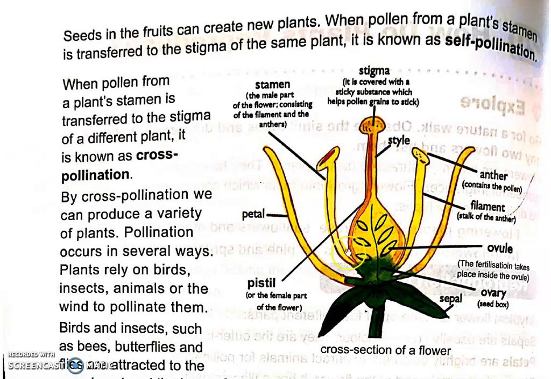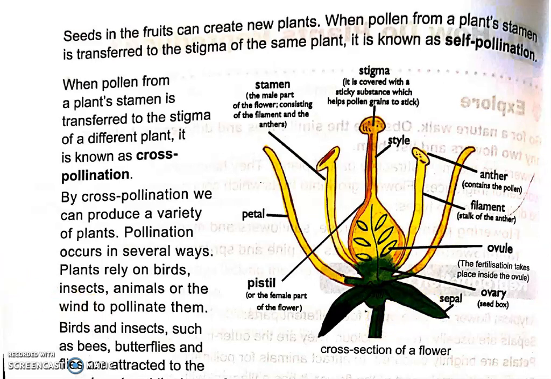Then petals, these are the outside petals. Pistil is the female part of the flower. So this is the pistil. Anther, as I told you, is the top of the stamen. It contains the pollen. Filament is the stalk of the anther, the stem of the anther. Ovule, the fertilization takes place inside the ovule. So pollen will go inside the ovule and this is where the fertilization process takes place. Ovary is the seed box where the seeds are made, and this is the sepal.